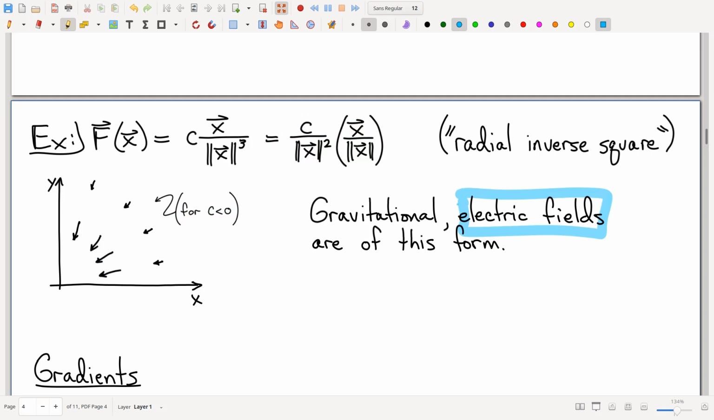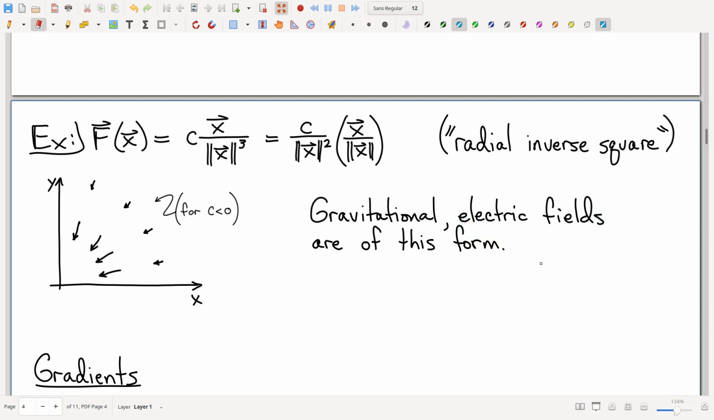As it turns out, electric fields and gravitational fields, the formula for what's created by a single point mass or charge, is exactly the same. And that's a really useful, really important fact that we're going to make a lot of reference to later on in Chapter 7. So that's just a little foreshadowing.